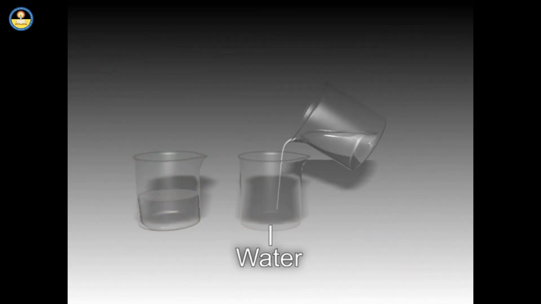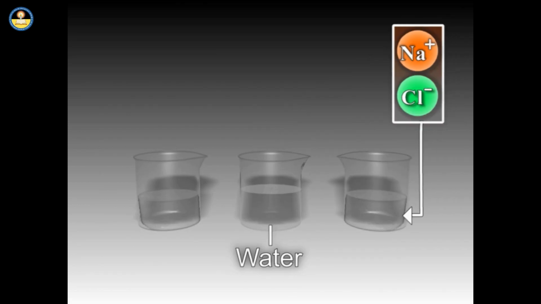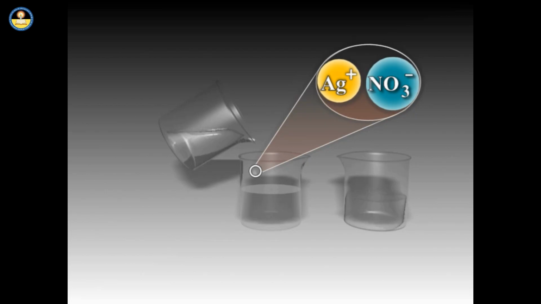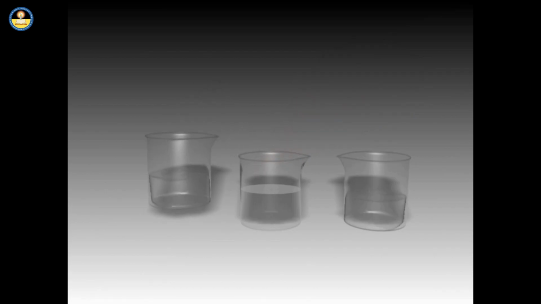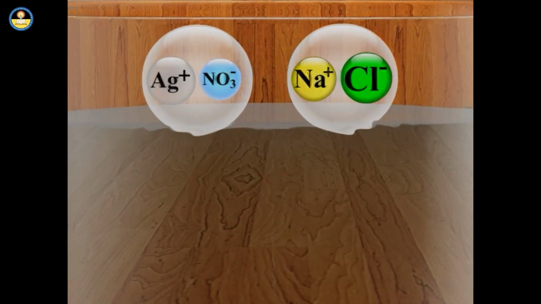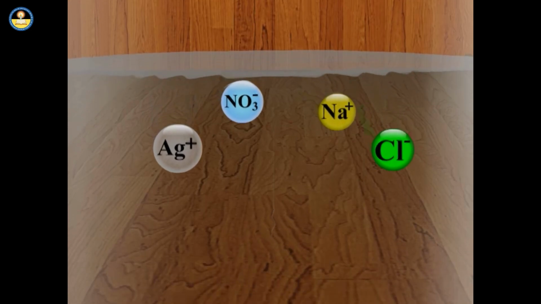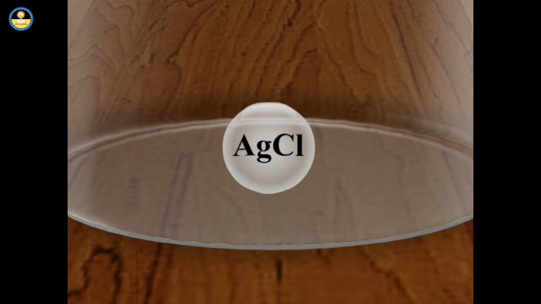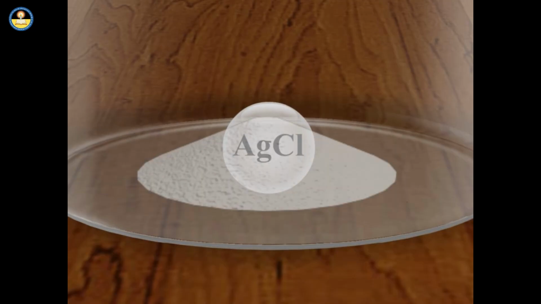A solution of table salt in water already contains sodium ions and chloride ions. If we add a drop of silver nitrate solution which contains silver ions and nitrate ions, the reaction takes place instantaneously. The silver ion combines with the chloride ion to form silver chloride, which is obtained as a white precipitate.